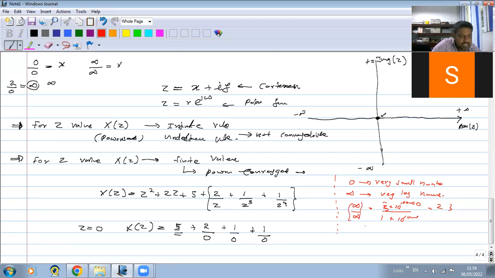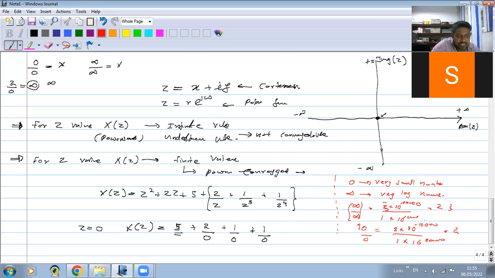Likewise, if you consider 0 divided by 0, this is a very small number divided by a very small number. Let's say it is 2.2 by 10 to the power minus 10,000, that means 0.000 and so on with a 2 at the end. Here it is 1 by 10 to the power minus 10,000. So you will get 2 here, so it can be a finite value.